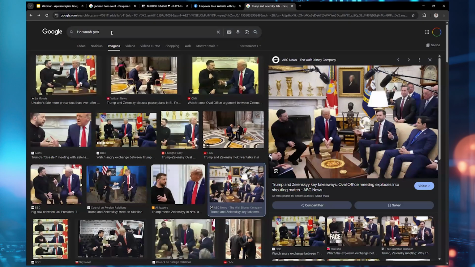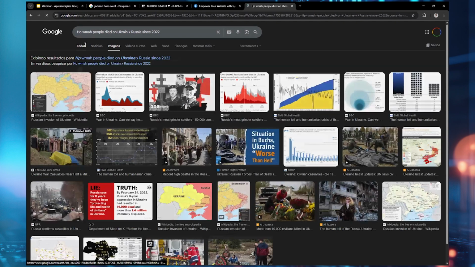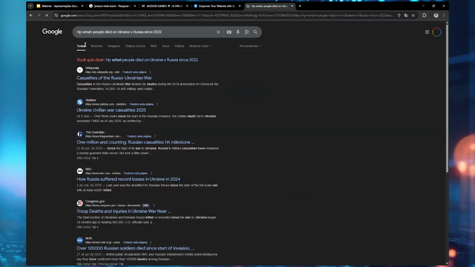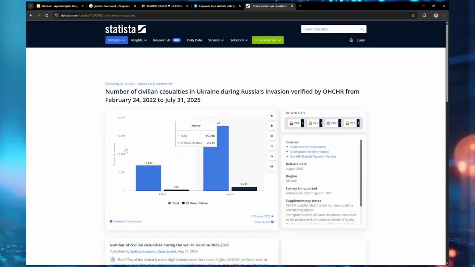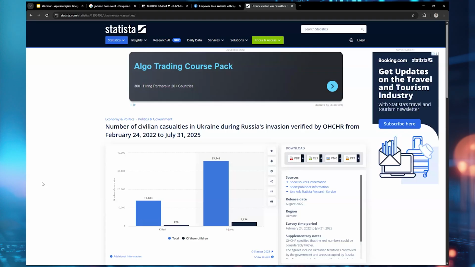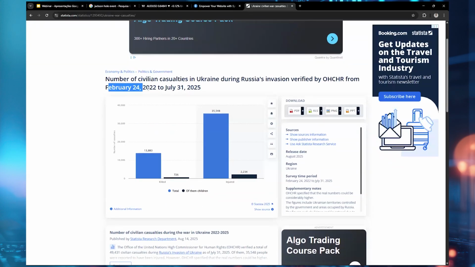I don't even know. I'm gonna ask Google. How many people died in Ukraine, Russia since 2022? 14,000, 13,000. Yeah, that's really bad. Oh wow. 2,234 children and a total of 32,500 and something that were injured. And then killed was 14,000 and then 726 children. That's really, really bad. Wow. February 2022 to July this year, 2025. That's really, really bad.